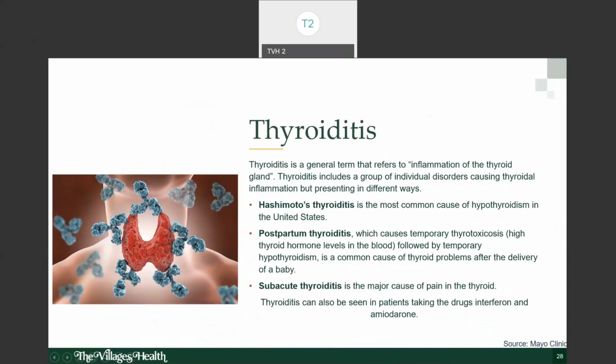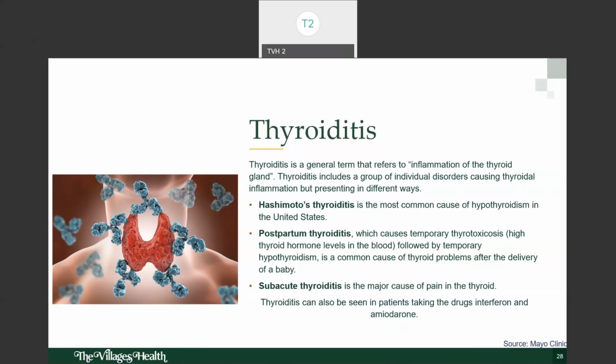All right, lastly here on the list is thyroiditis. This term refers to inflammation of the thyroid gland. So "itis" at the end of a word means inflammation. So inflammation of the thyroid. Thyroiditis includes a group of individual disorders that cause some inflammation, but they generally present in different ways. So again, here we have Hashimoto's thyroiditis. This is the most common cause of hypothyroidism in the United States. So there's an inflammation within the thyroid gland causing it to be underactive, so it's not producing enough of the hormones.